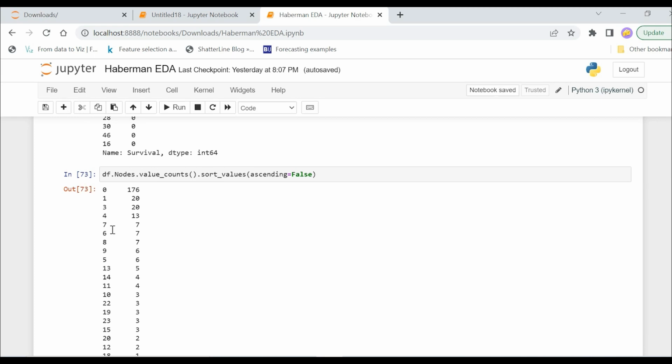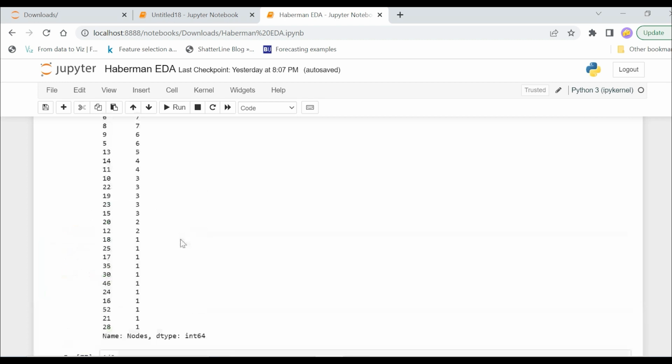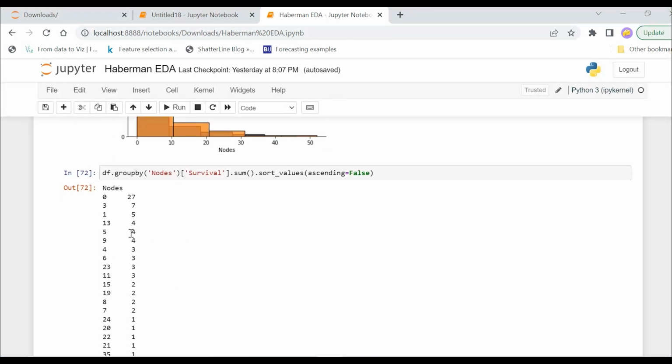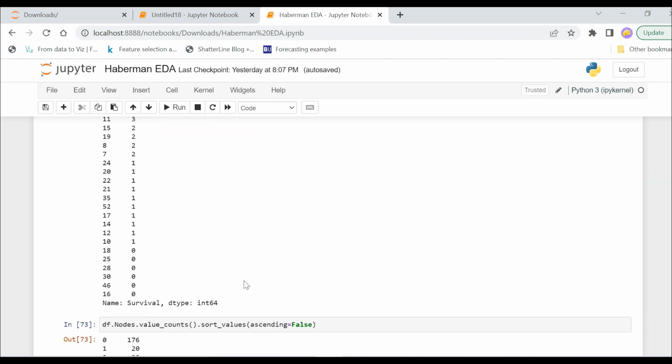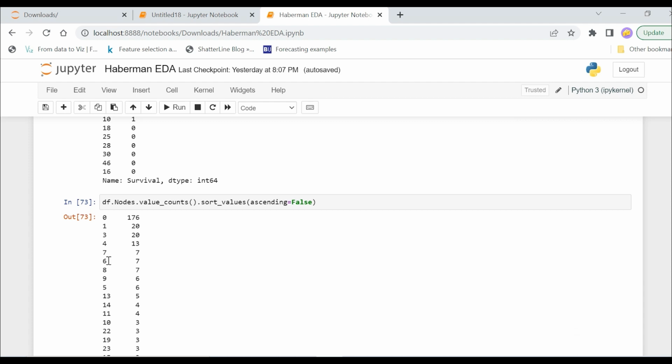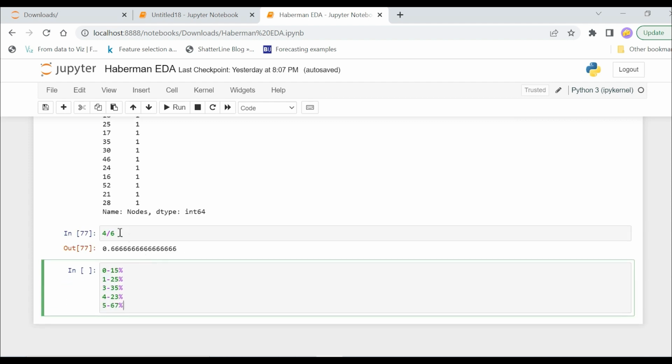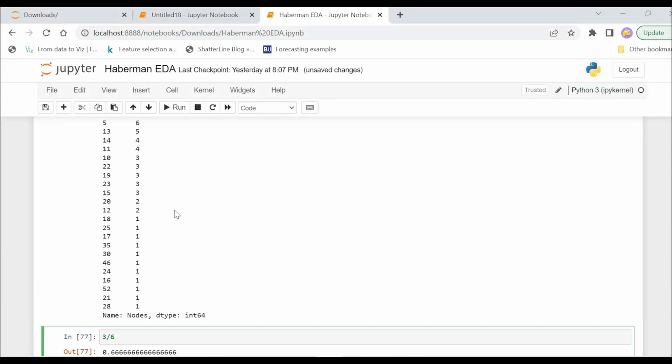Now let us see quickly. 6, 7, 8. Sorry, not here. 6 is 3, 7 is 3. What is 6 here?